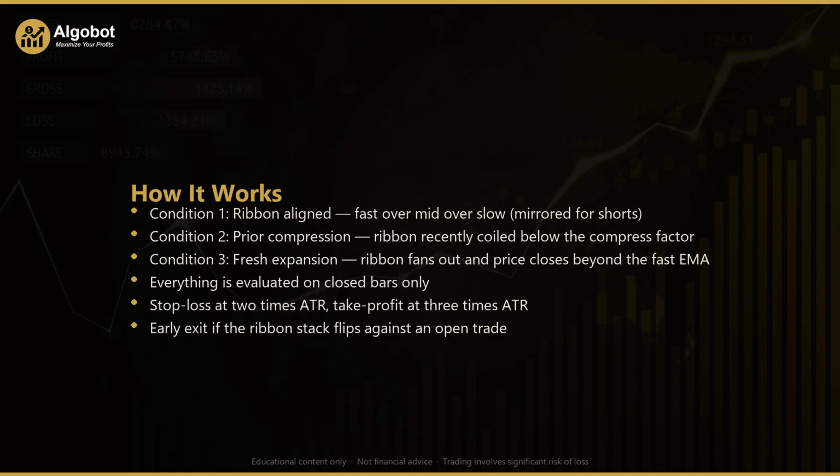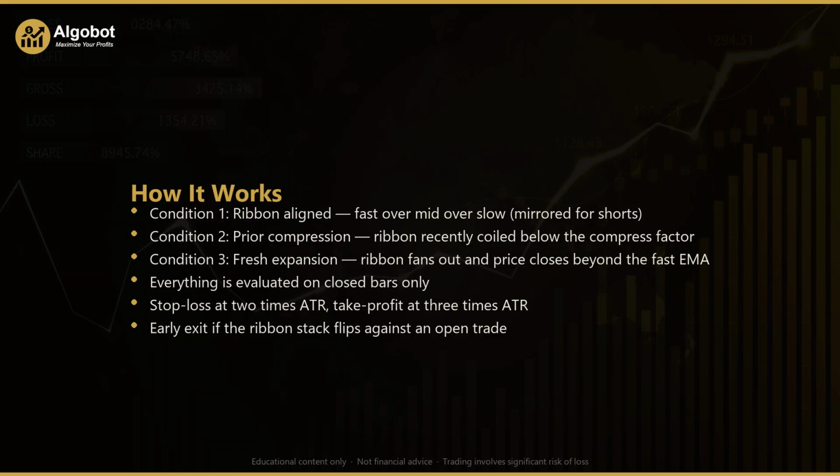The third condition is fresh expansion with a momentum push. The distance between the fast and slow averages must now be widening compared with the previous bar, and it must have grown beyond the expand factor, which is 1.2 times the average true range. On top of that, the closing price has to finish beyond the fast average, above it for a long, below it for a short. That final check confirms that price itself is committing in the direction the ribbon is pointing. When all three conditions agree, the strategy signals an entry.